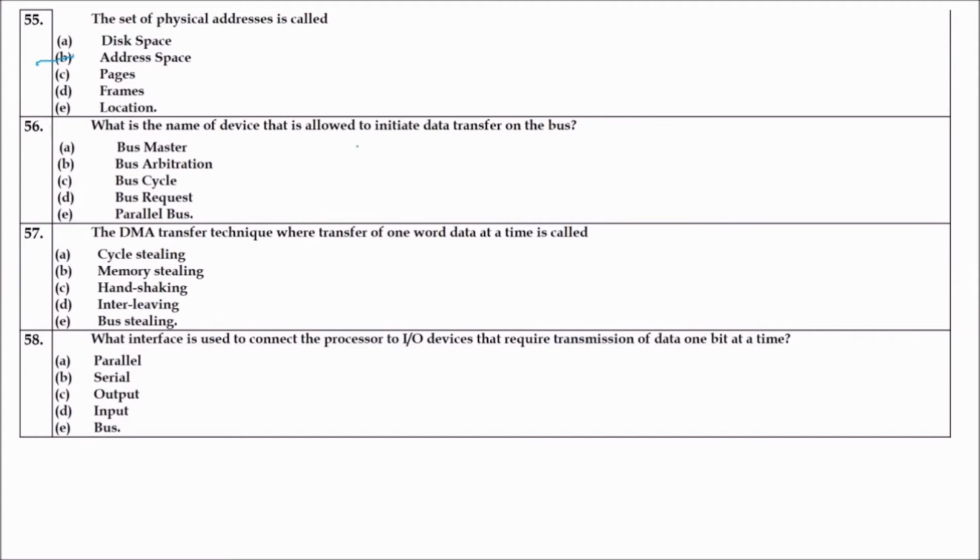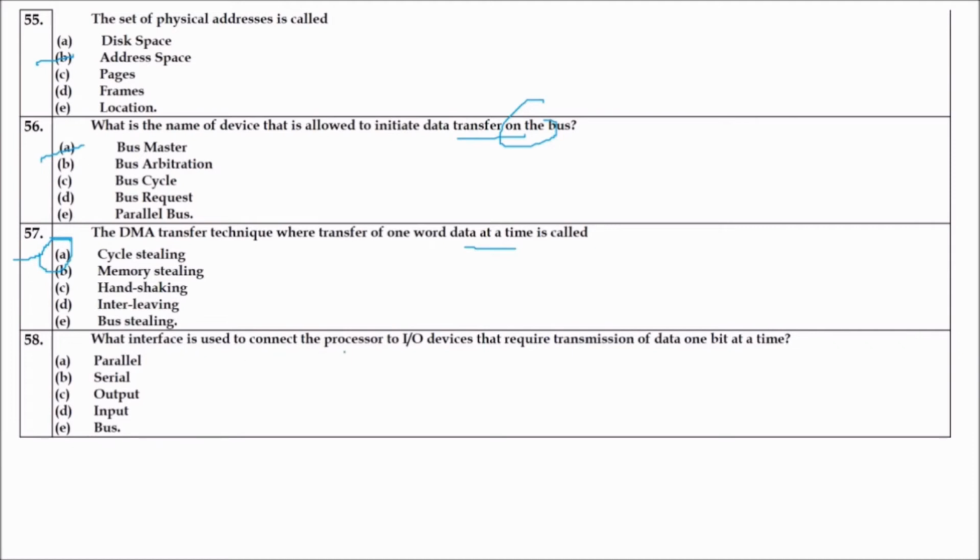Next is, what is the name of the device that is allowed to initiate data transfer on the bus? The answer would be bus master. Bus master is allowed to initiate the data transfer on the bus. Next is 57. The DMA transfer technique where transfer of one word of data at a time is known as, we have already seen this. The answer here is A, cycle stealing.